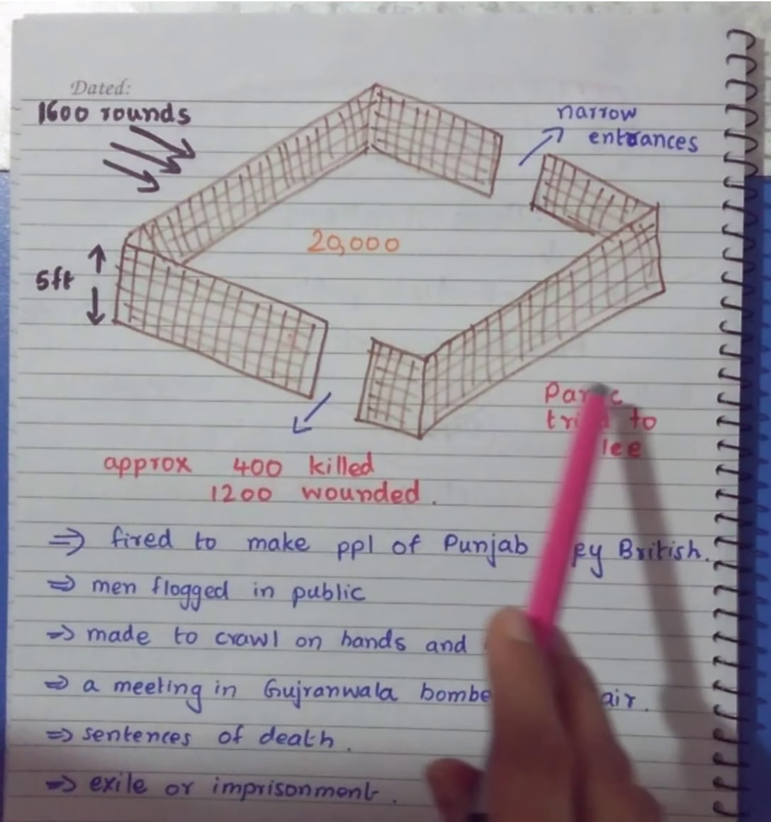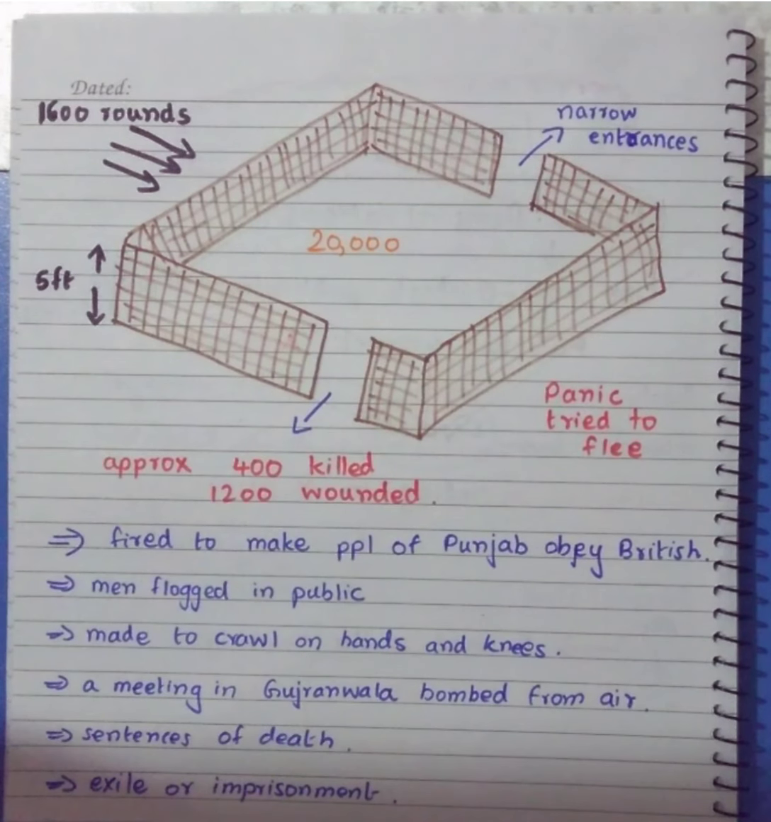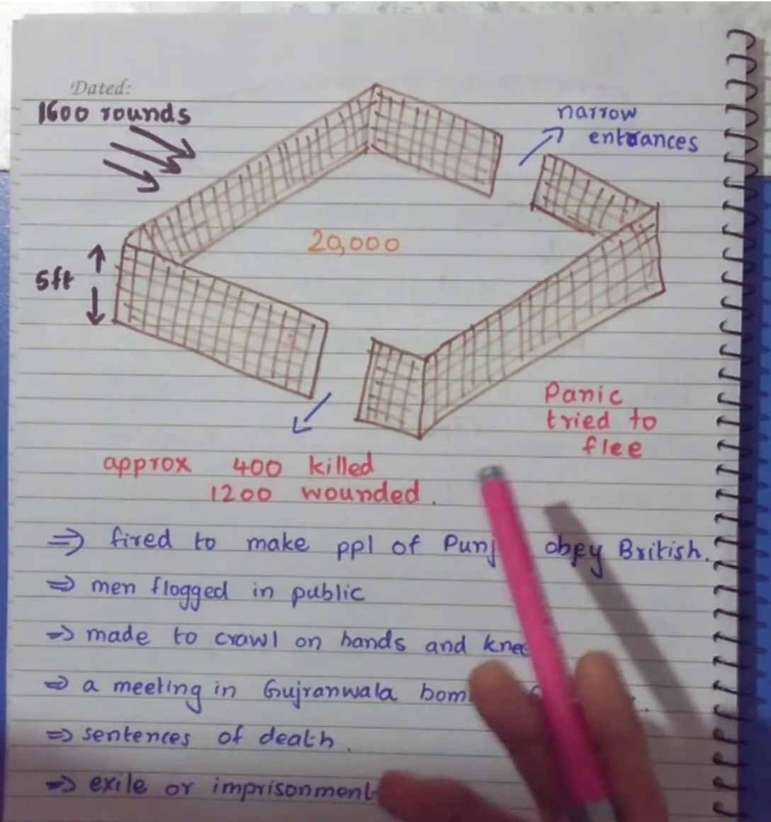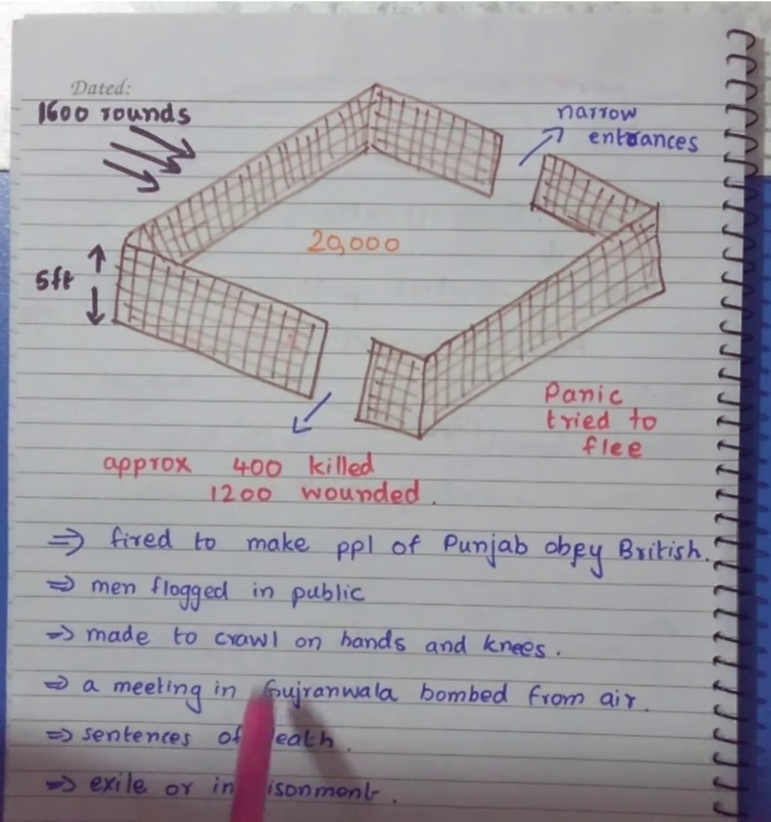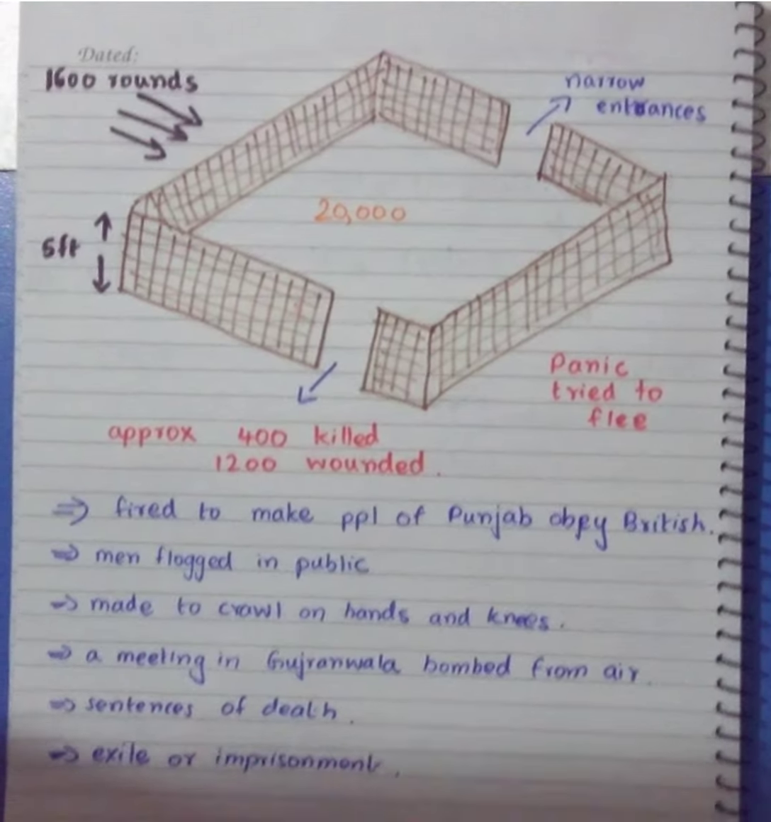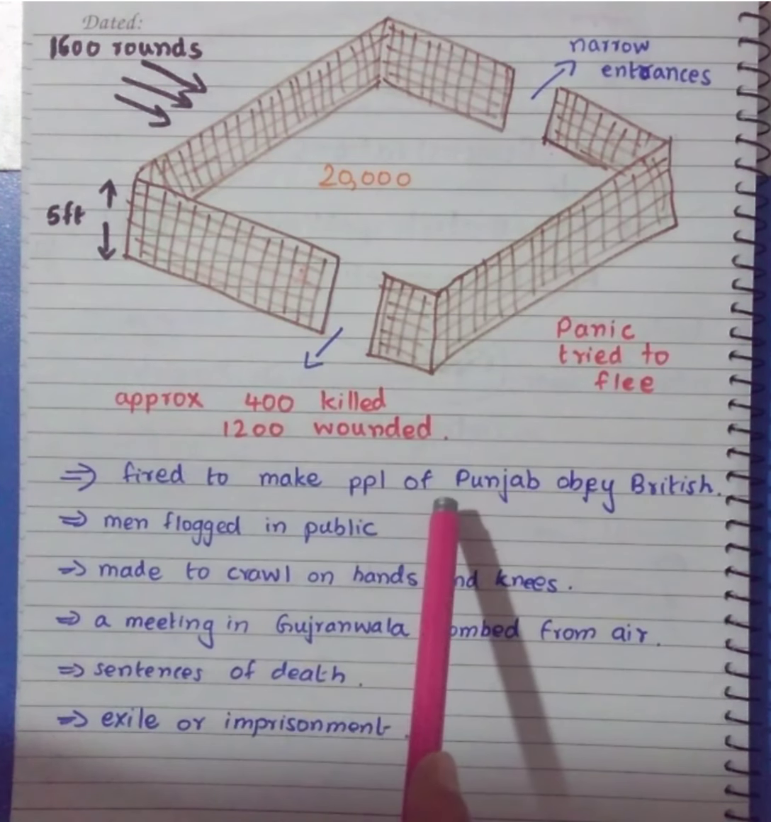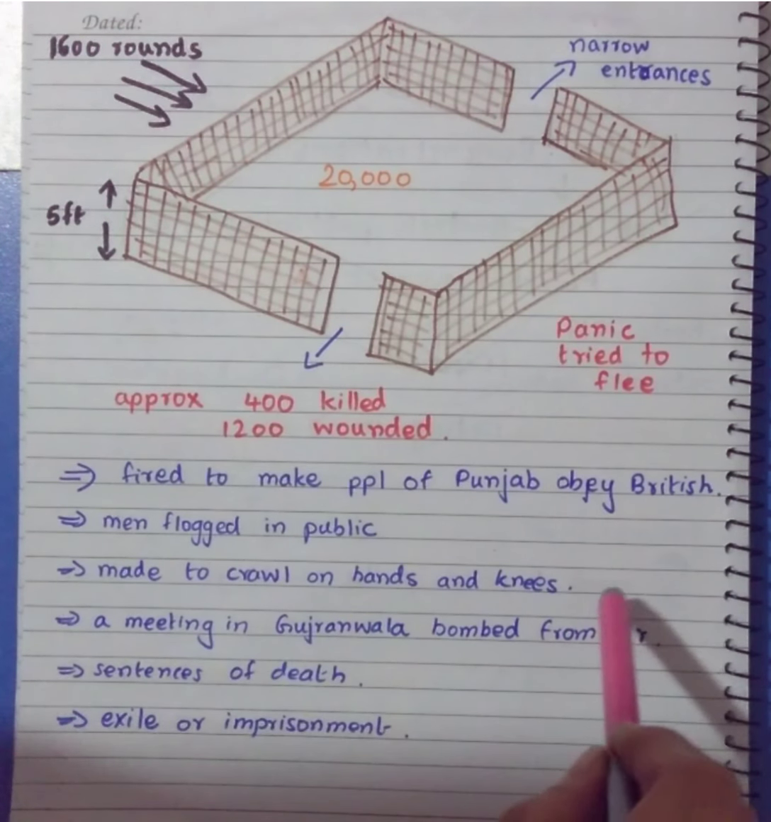A panic was created, because people tried to flee as a result of that firing. People wanted to flee to save their lives, and they started to run in all directions. And the entrances being very narrow, it was difficult for them to escape. So they must have died because of that panic as well. Now, when he was asked why he did such a thing, he said that he fired to make the people of Punjab obey the British government, and there was no full stop to that.